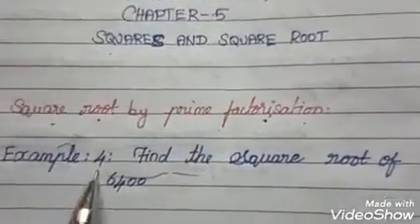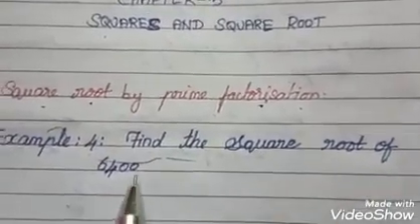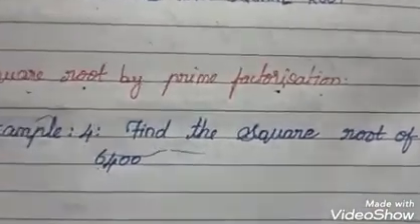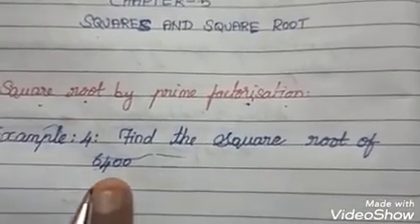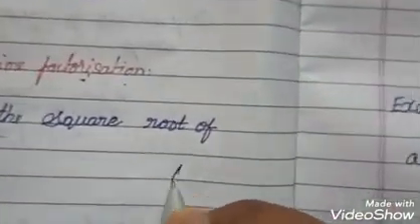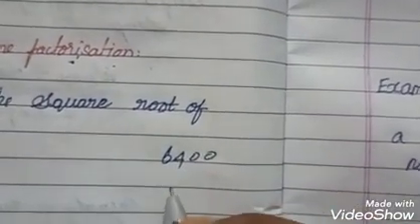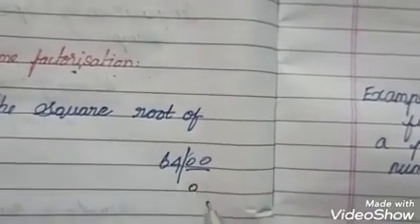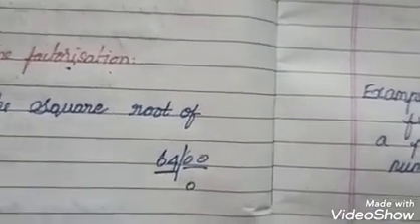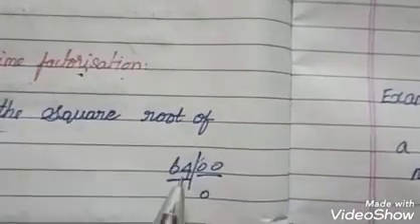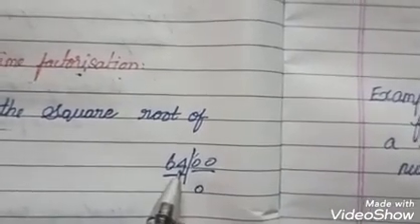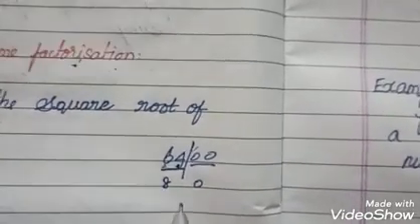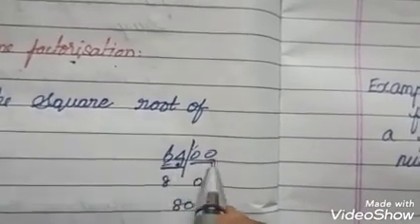Okay, so example number 4, find the square root of 6400. First, in a shortcut way, just split the 0s. How many 0s are there? Two 0s, you take only 1. What is this? This is 64. 64, you need to take which one? 8 8s are 64, so 8. So the value of square root of 6400 is 80.